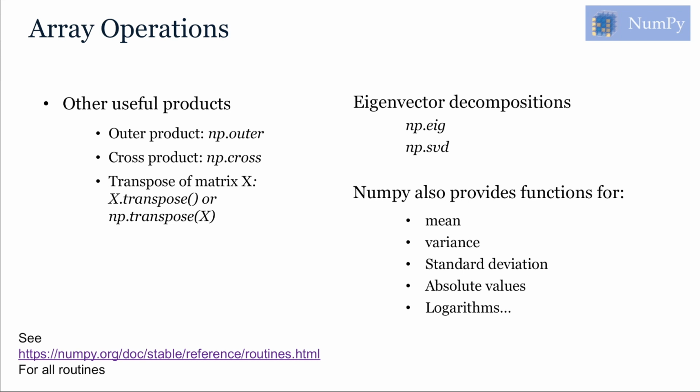Numpy also allows estimation of the mean, the variance, the standard deviation. You can either do this for individual axes to estimate, for example, the means or variances of each row or column, but the default operation is just to estimate the mean or variance over all elements in the array. And Numpy also provides a number of other functions to perform element-wise operations, for example, to return the absolute values of a matrix or array, return the logarithms. For all the possible routines available in Numpy, you can take a look through the online documentation.